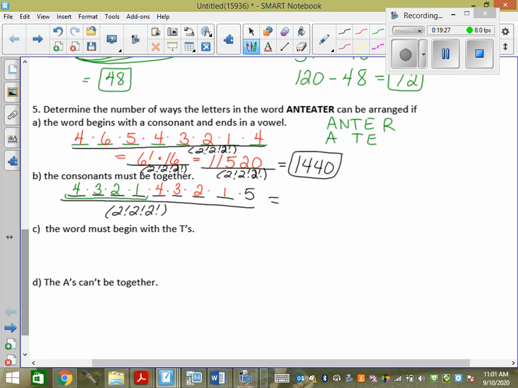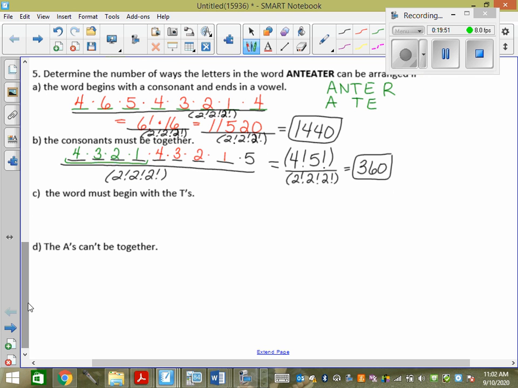So I'm going to get 4 factorial because 4, 3, 2, 1 blast off. Then 5, 4, 3, 2, 1. So 5 factorial. And then 2 factorial. 2 factorial. 360. Everyone type it in with that? Perfect.